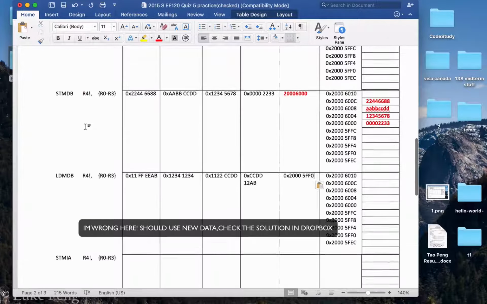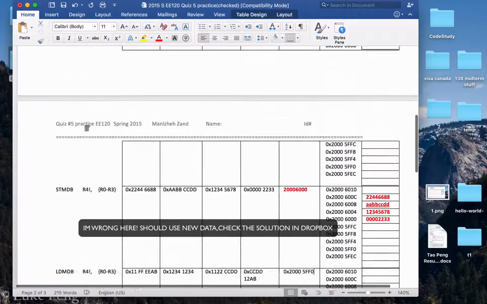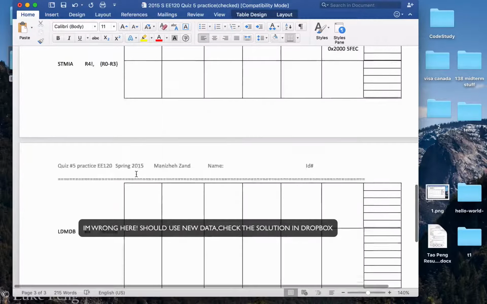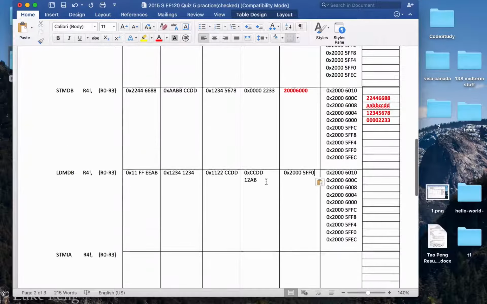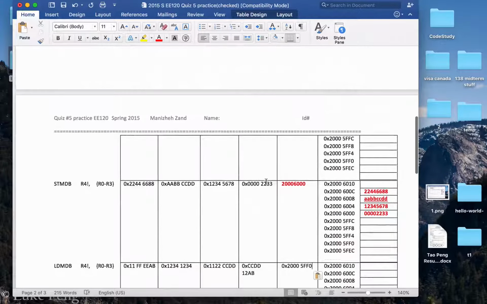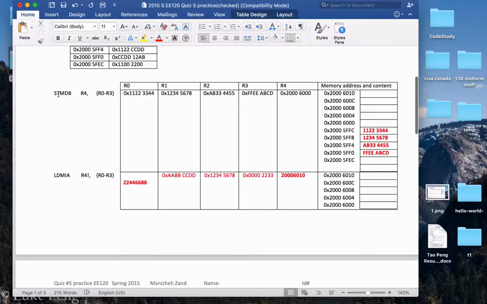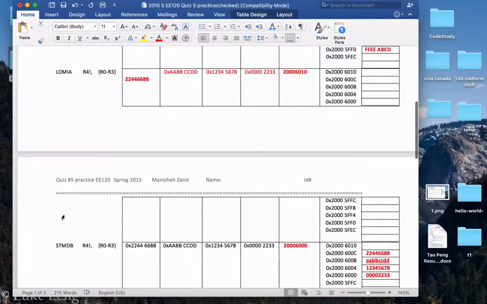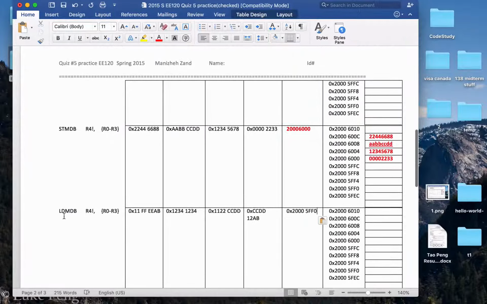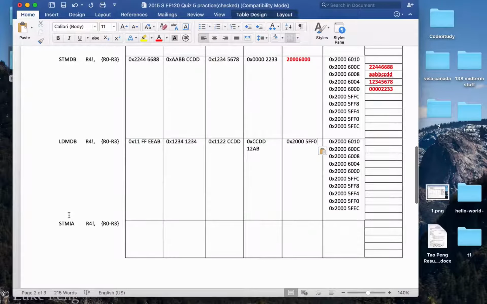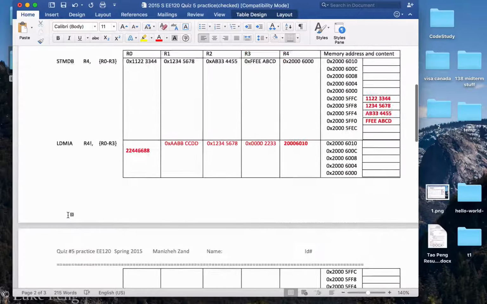So basically, this is the idea. I don't want to do the rest of them because it's just the same. So you guys should have some idea about how this works, how LDMDB, LDMIA, LDMDB, and STMIA, those instructions, how they work.